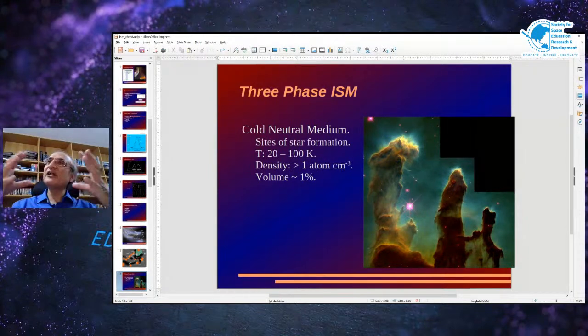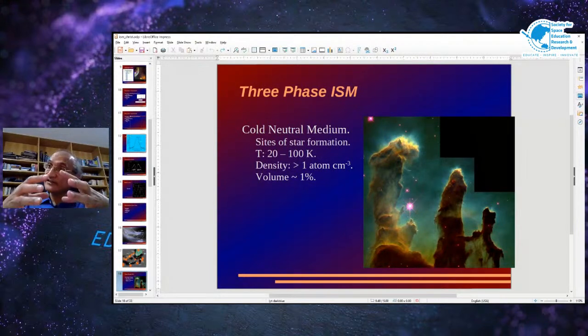But these don't occupy very much of the volume of the galaxy, less than 1% of the volume of our galaxy. And so these are the regions of star formation. This is where new stars are being formed in our galaxy. So if I look at the Eagle Nebula, I see these red dots here. These are not actually red stars. They're actually hot blue stars that only look red because we're looking at them through so much dust. So these are stellar nurseries. The molecular clouds are where new stars are being formed.